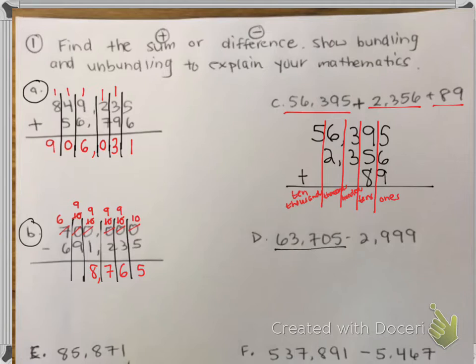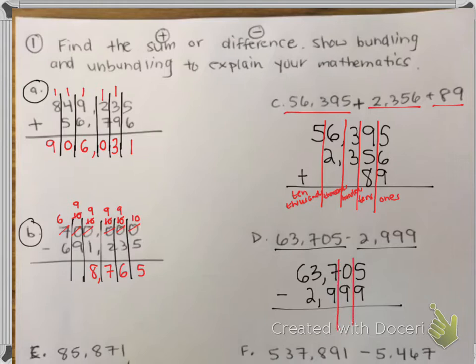So I'm going to begin with my largest number. I'm going to start with that first, 63,705. And then I'm going to subtract my next set, 2,999. And I am going to tell you to look within, sorry, that wasn't straight enough.